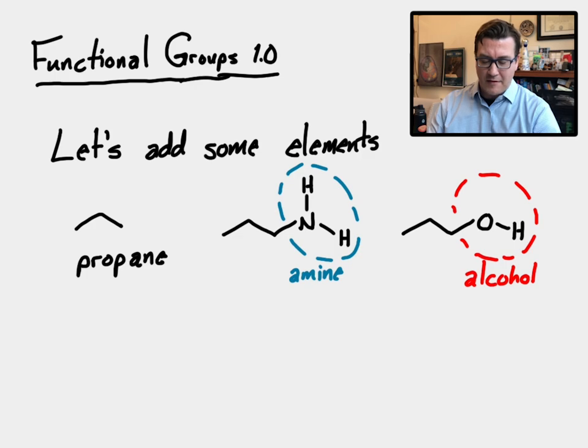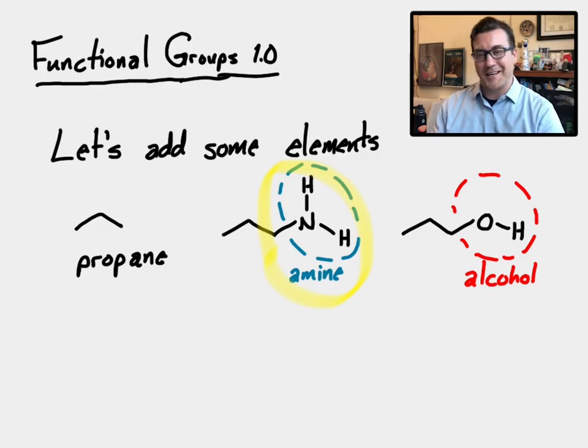So if you have a nitrogen atom bound to a carbon, and that nitrogen atom happens to have two other atoms, they could be hydrogen or they could be other carbon atoms bound to it, we call this an amine. If we add an oxygen to that carbon, and put on that oxygen another proton, we call that functional group an alcohol.